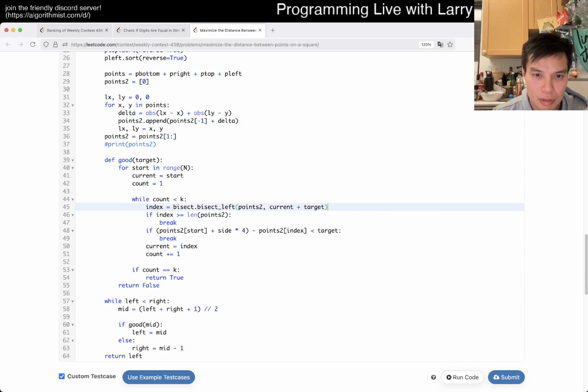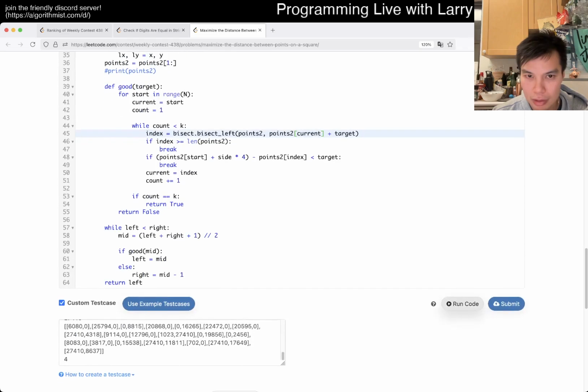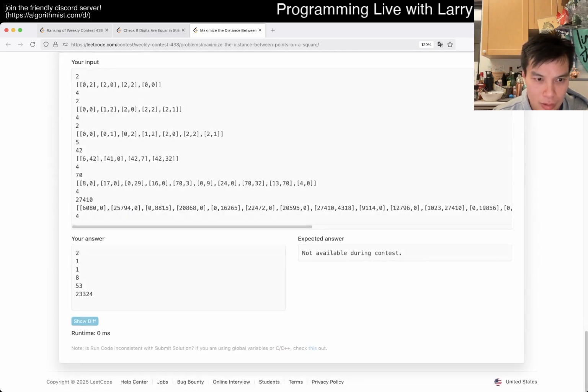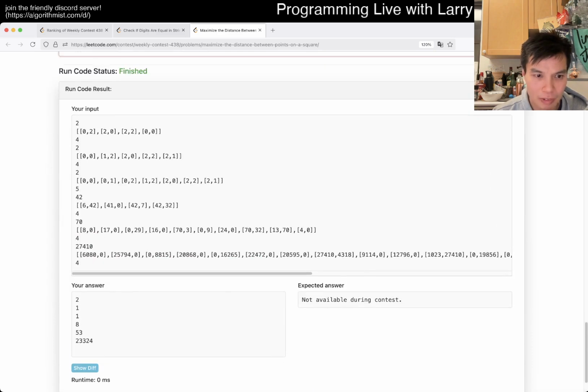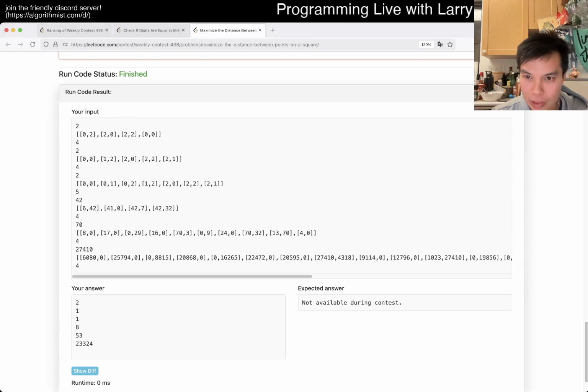Index. It's not current. Current is wrong. It's points to of current. That's why it's so easy to find matches. Yeah, okay. Nice. I think this is right? Where's my screenshot? I'm not showing the last number anymore, but 23324. Okay, so let's go.